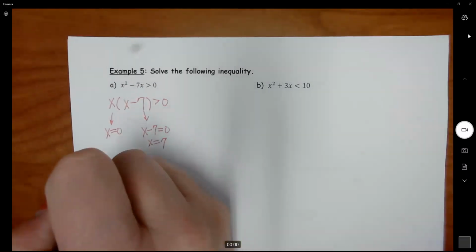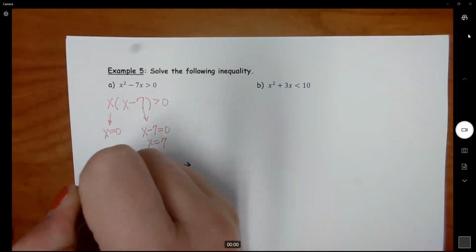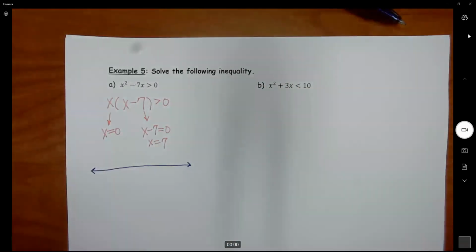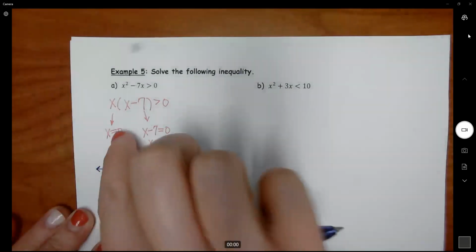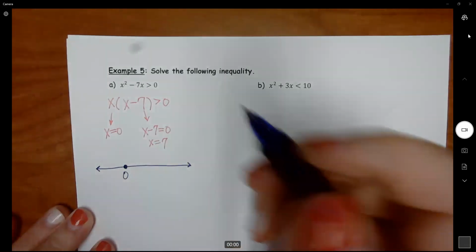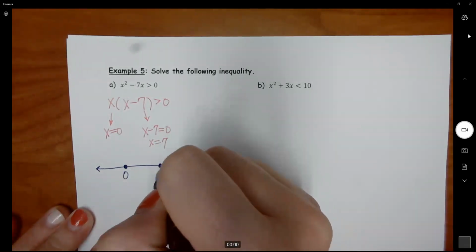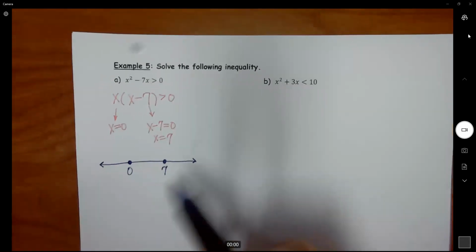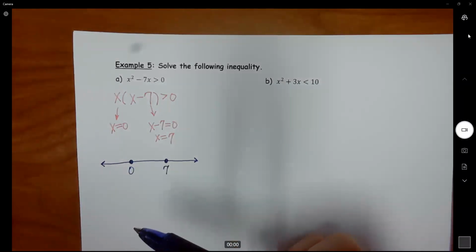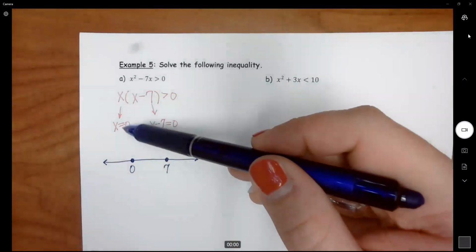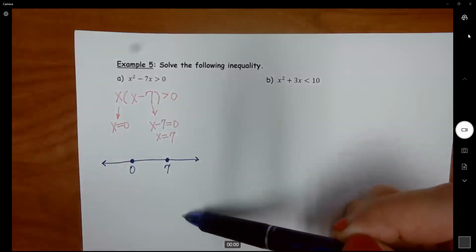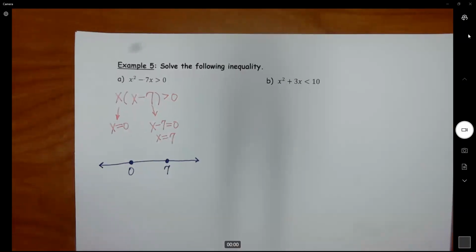So now let's make a little number line here. I know that I have my 2 solutions on this number line. I've got 0 here, and I have 7 here. This is where this quadratic, this parabola, is crossing my x-axis. So it's either a parabola going this way or a parabola going this way, but it's crossing my x-axis at those 2 places.